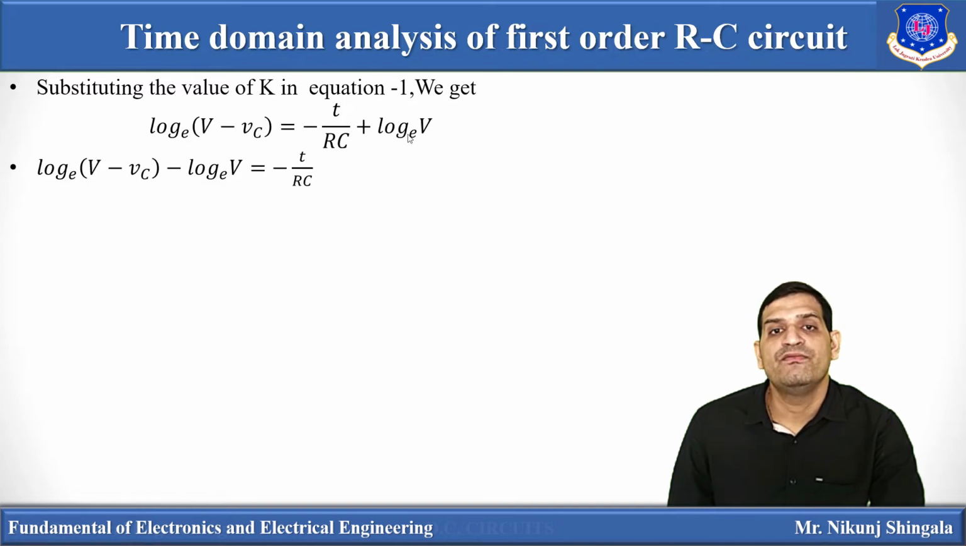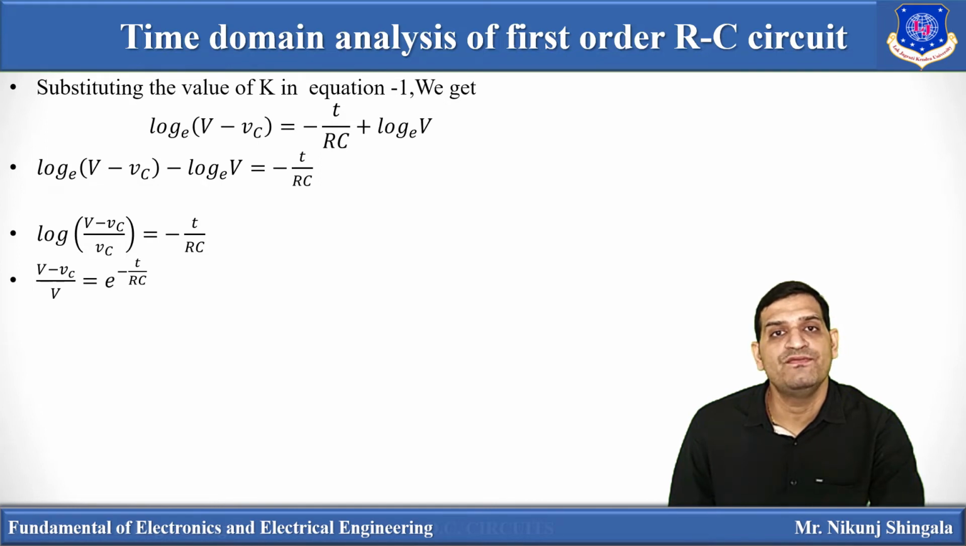Now, taking the log V term to the left hand side, we can write log V minus Vc minus log V is equal to minus t by Rc. Now we know log x minus log y is equal to log x divided by y. So we can write log of V minus Vc divided by V is equal to minus t by Rc. Now if you take anti-log on both sides, we are getting V minus Vc divided by V is equal to e to the power minus t by Rc. So we can write V minus Vc is equal to V into e to the power minus t by Rc.